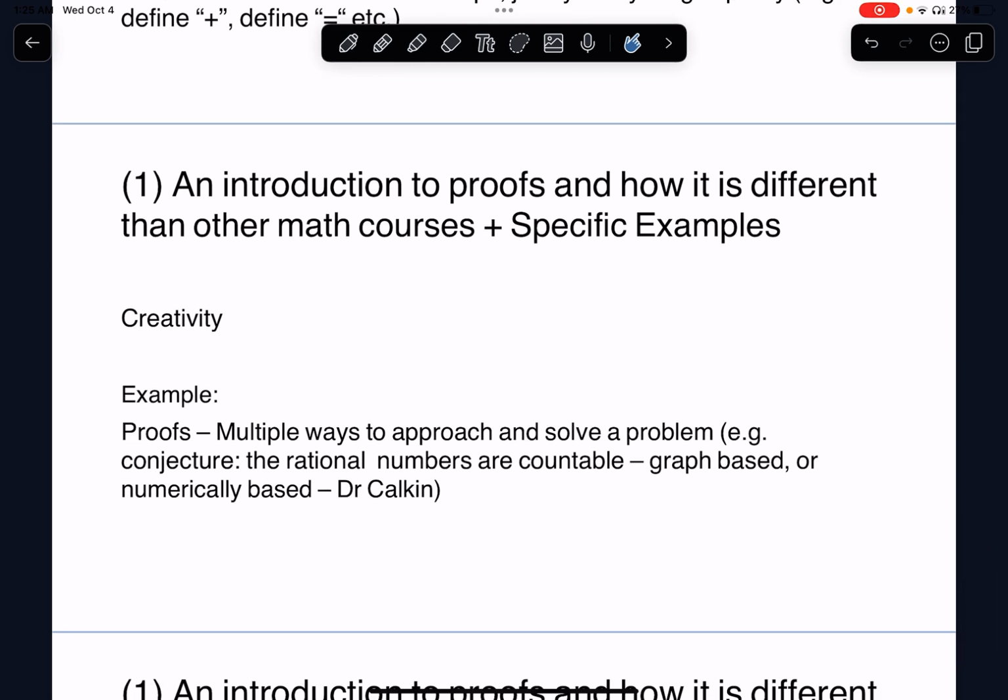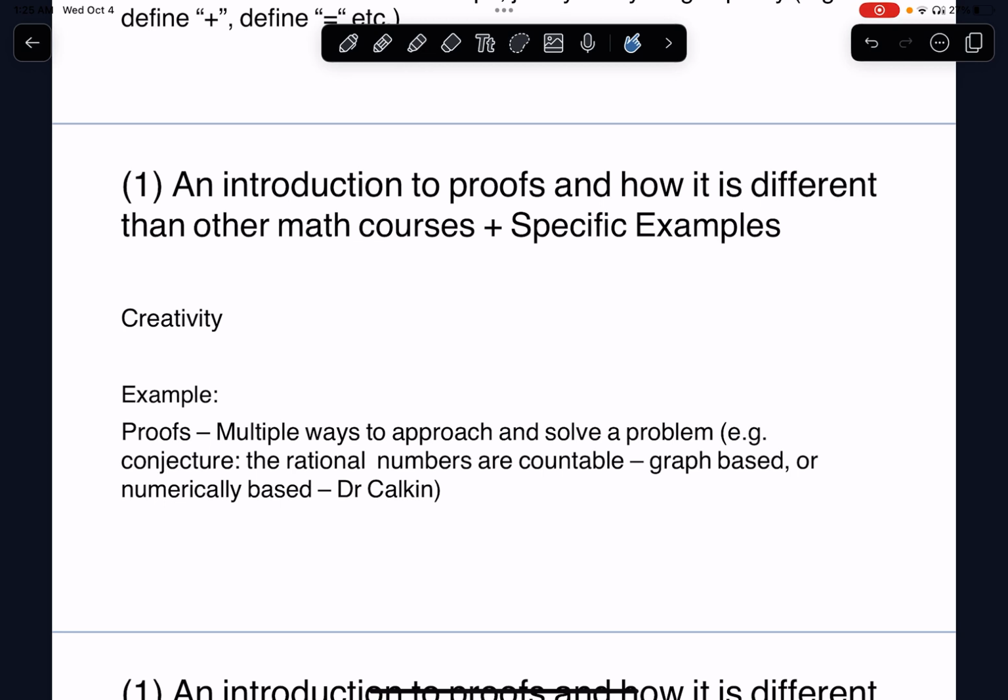The fact that there are multiple ways to approach, but also to solve a proof. There's not just one solution to proving a statement is true or disproving it, or more likely proving it is true.